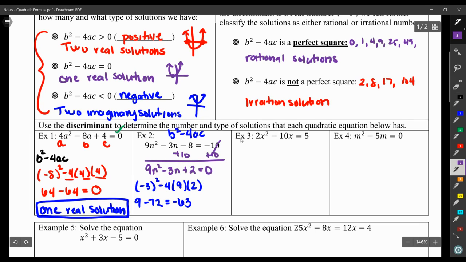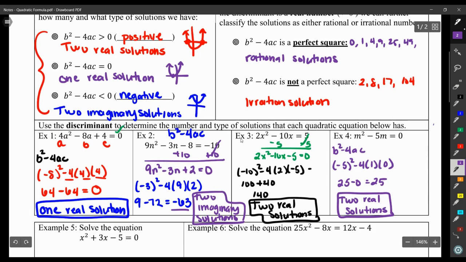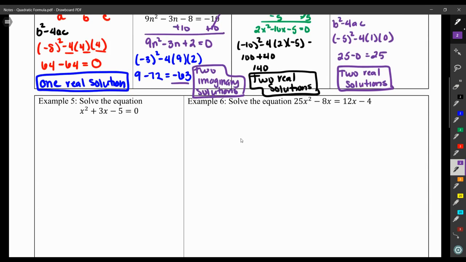So what that means is, since it is a negative number, I have two imaginary solutions. And we're not actually solving it, we're just trying to figure out how many solutions and what kind they are. So pause the video, see if you can try 3 and 4. And here should have been your two solutions for 3 and 4. Now let's look into 5 and 6.